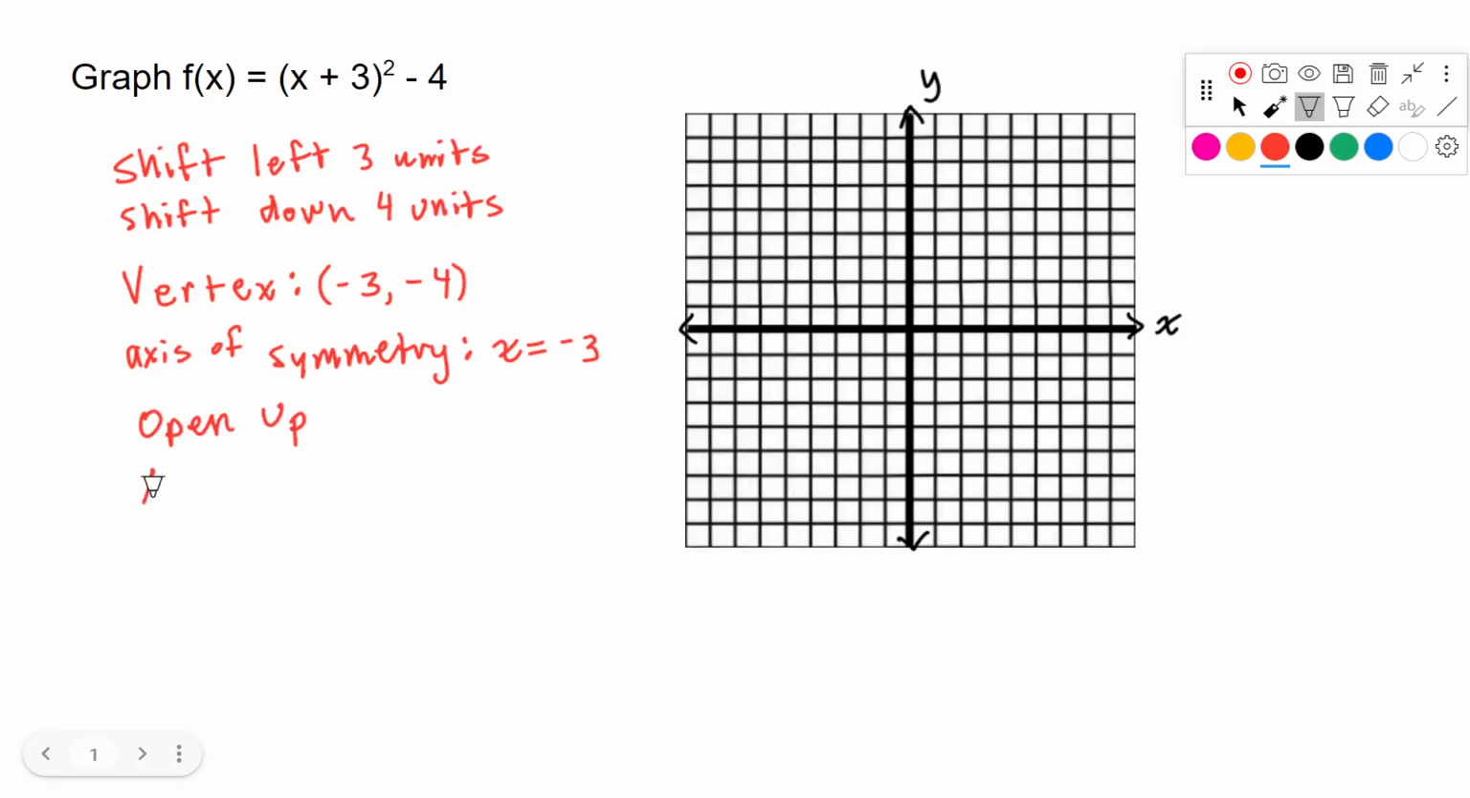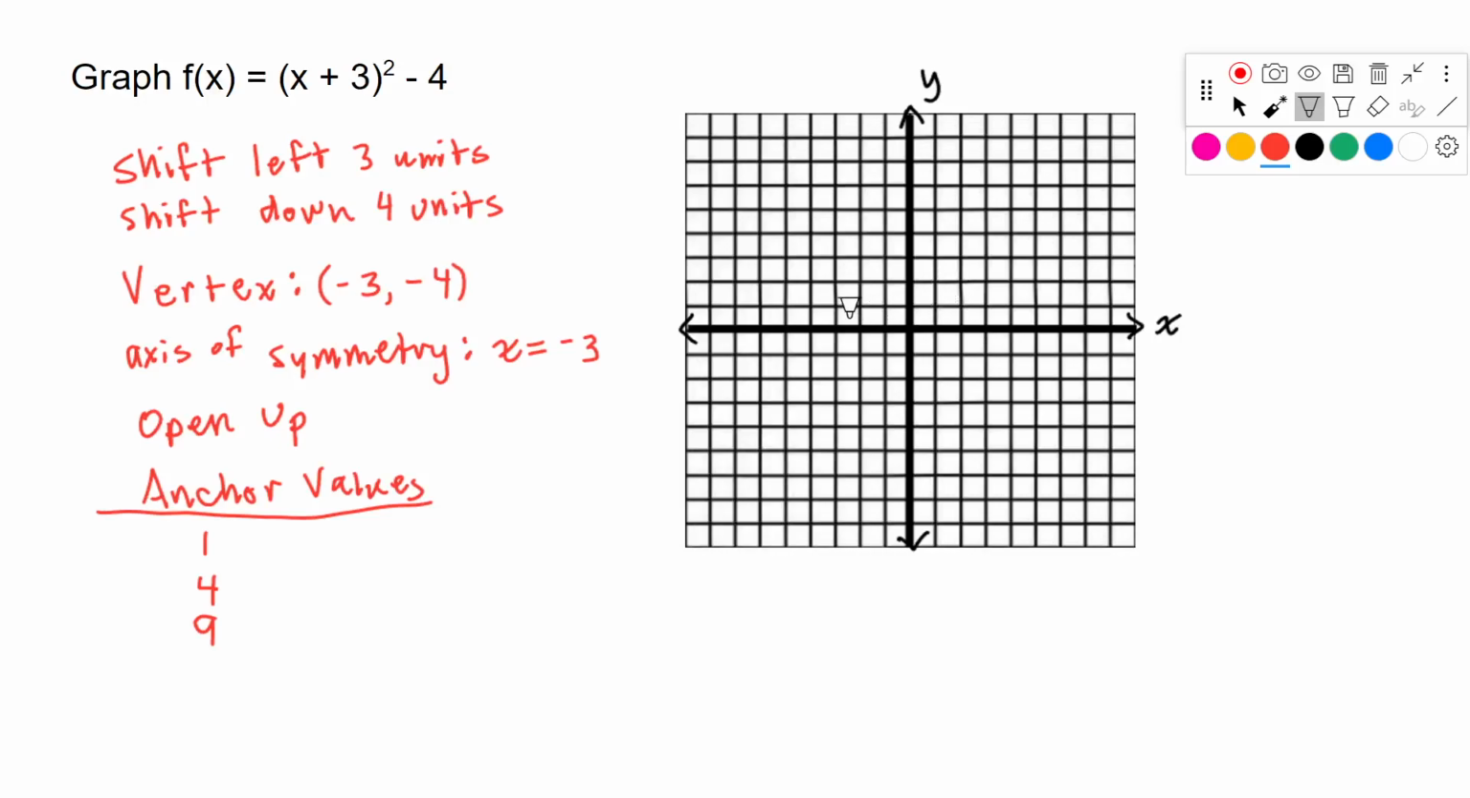And the anchor values we use for parabolas are 1, 4, and 9, unless we have stretch. I do not see a value in front of the expression on the right side, so there is not going to be any stretch with this parabola.